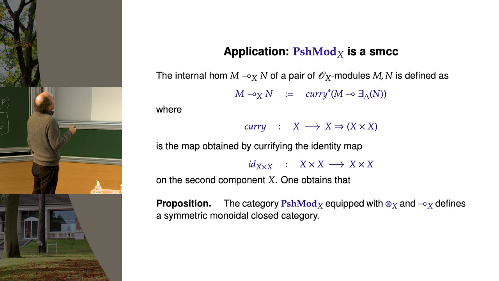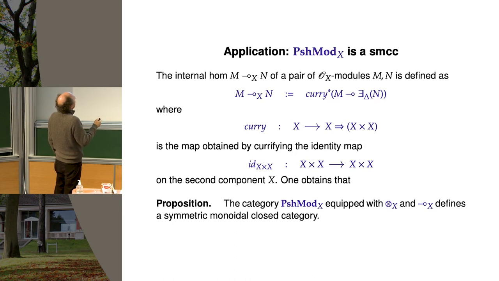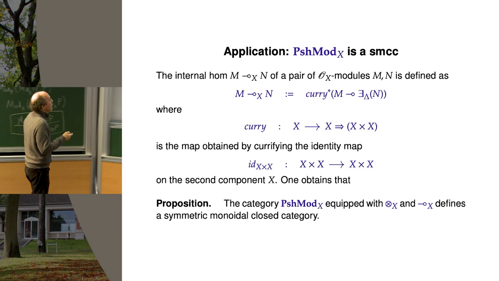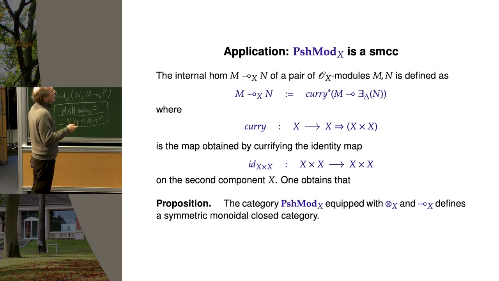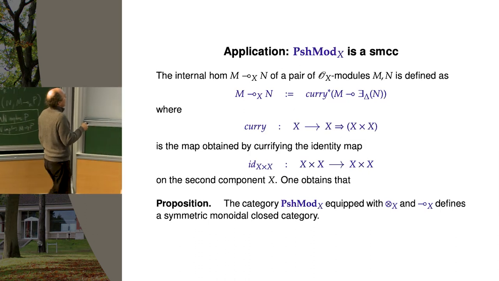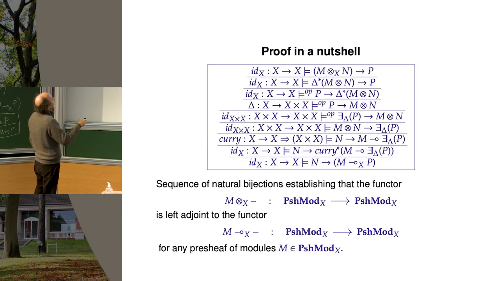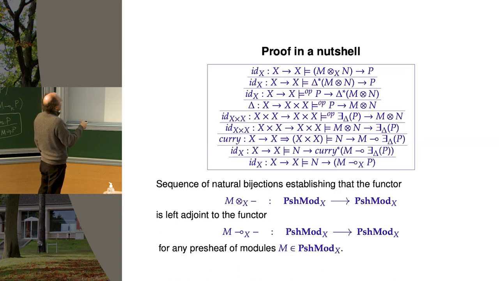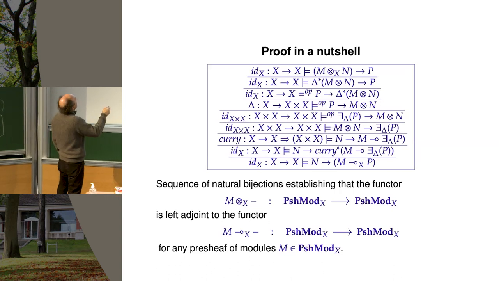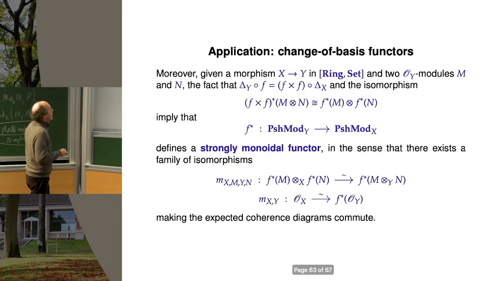Whenever you have a Cartesian closed category, you have a map that takes one parameter, then the second, and then returns the function, which takes the second parameter, and then this output X times X. And just by this very formal computation, I get this property that here we have a symmetric monoidal closed category. And the proof that M tensor is left adjoint to M implies is really a sequence of very basic manipulations, which I can come back to.